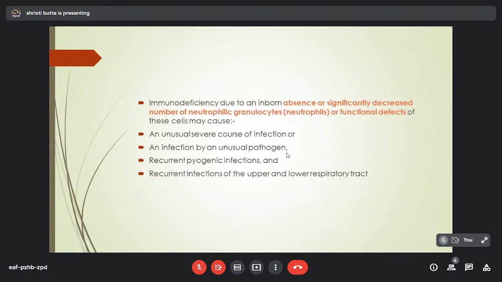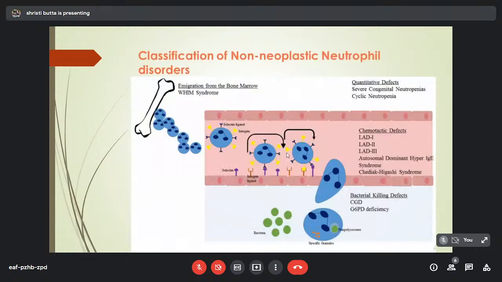Now, immunodeficiency due to an inborn absence or a significantly decreased number of neutrophil granulocytes results in an unusually severe course of an infection by an unusual pathogen, sometimes resulting in a recurrent pyogenic infection and recurrent infections of the upper and lower respiratory tracts.